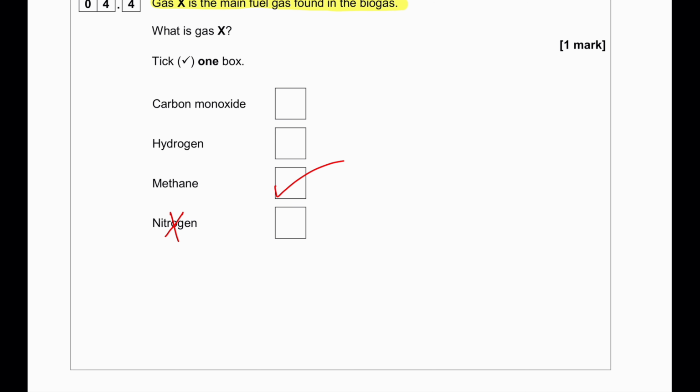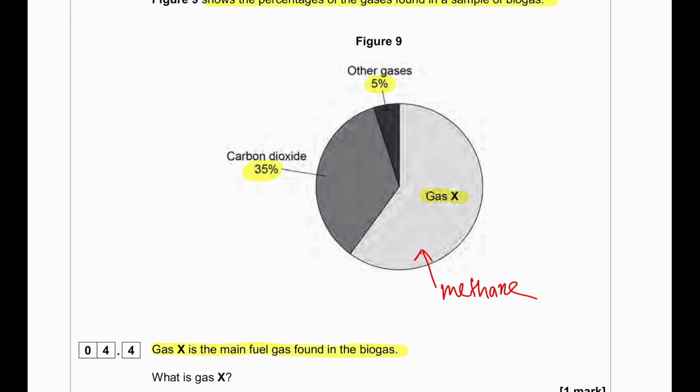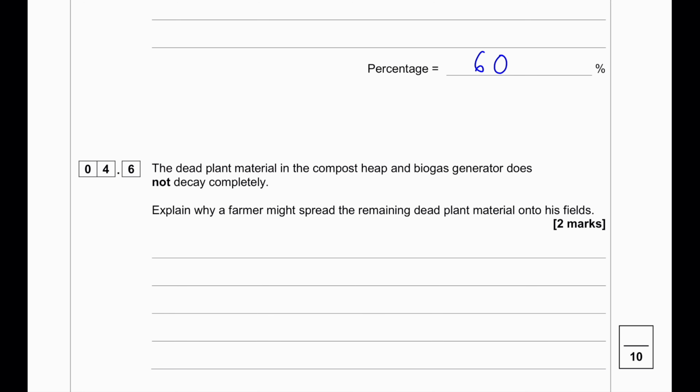Nitrogen is not a fuel. Hydrogen is usually not produced by bacterial or fungal action, and carbon monoxide is only produced during incomplete combustion. Living things usually do not produce carbon monoxide. What is the percentage of gas X in the biogas? The total percentage of gas is 100, and from there we subtract the other gases, which is 5, and carbon dioxide, 35, which leaves us 60%. So 60% is methane.